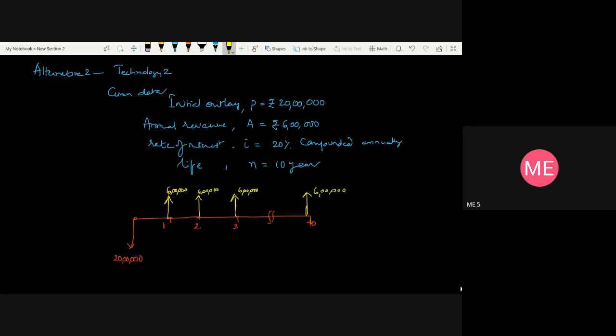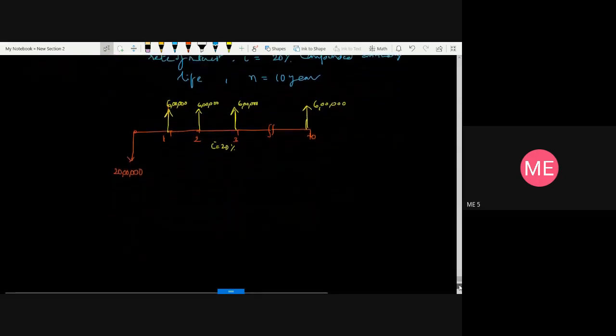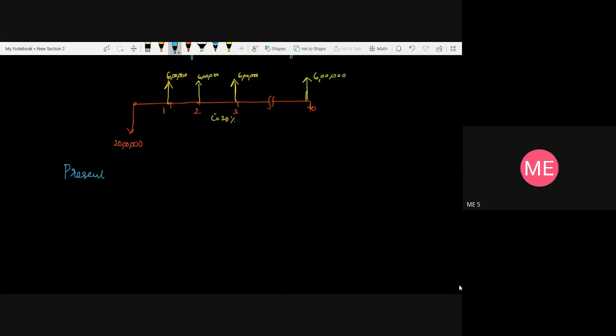So now if you look at this, I is given as 20% compounded annually. From this cash flow diagram, once again, you can know that this is a revenue dominated cash flow diagram. Then the present worth equation can be written. Present worth equation means for each cash flow, you are going to find out the present worth for I equal to 20%. This is for the second alternative.